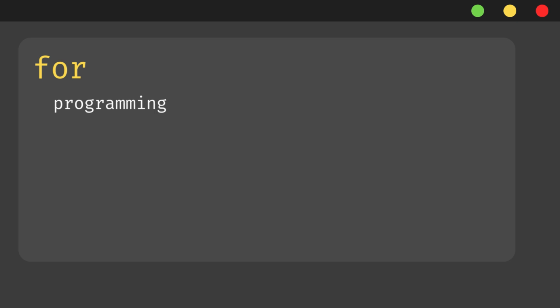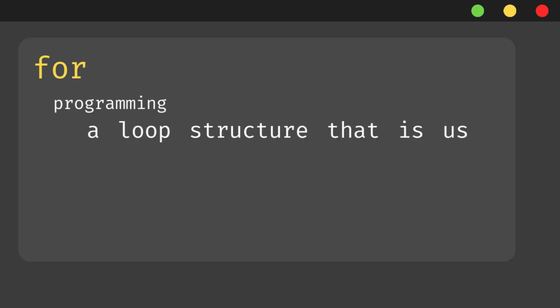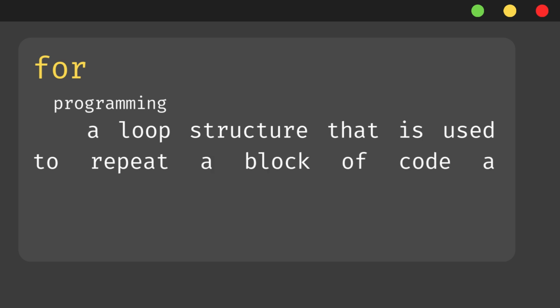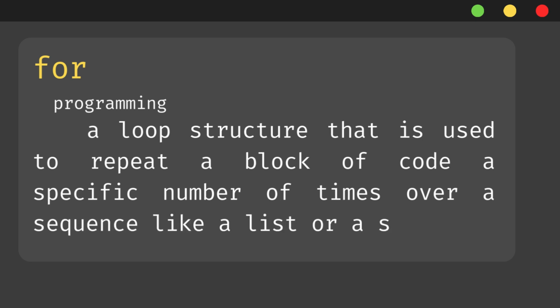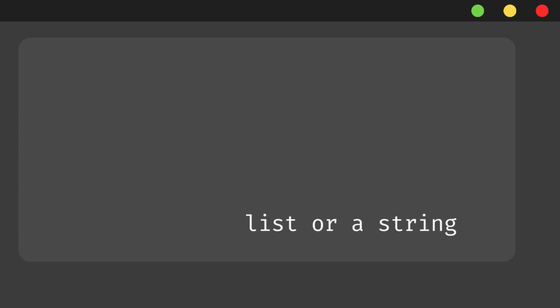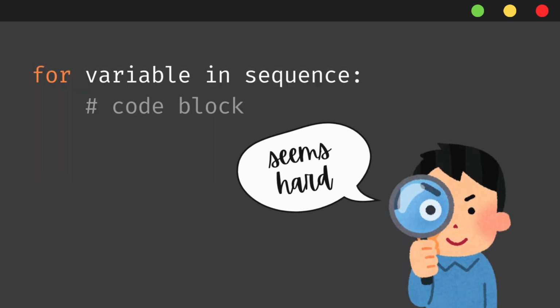Next is the for loop. A for loop is used when you know how many times you want to repeat a task, or when you are working with a collection or a sequence like a list or a string. Here's the basic syntax of a for loop. In this, the variable takes the value of each item in the sequence one by one, and the code block inside the loop executes for each item.